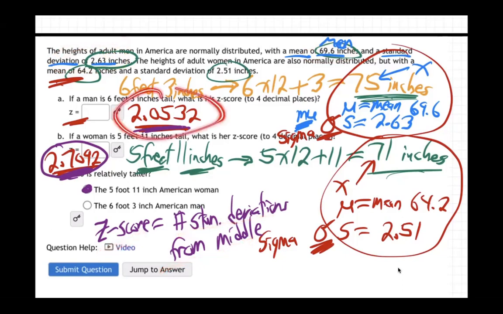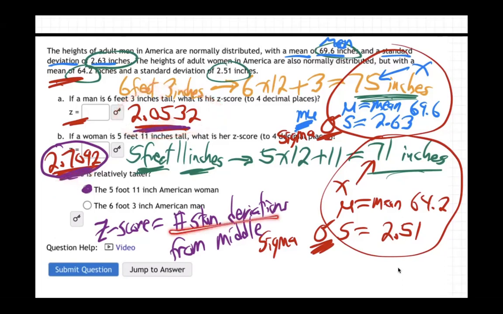So the man is 2.05 standard amounts. Like he's two full jumps, 2.05 full jumps taller than average compared to other men. But the woman, she's almost three, 2.7. She's almost three full jumps. She really is a tall woman compared to other women. She's almost three standard amounts, 2.7, taller than the typical woman. She really stands out compared to other women. She's more extremely tall compared to other women than the man is compared to other men.